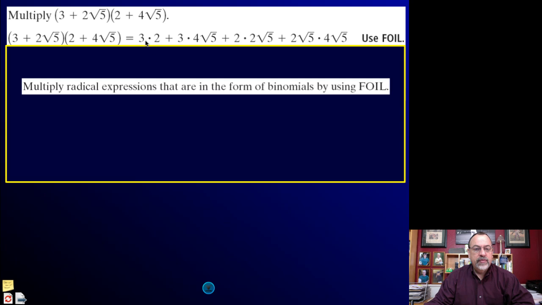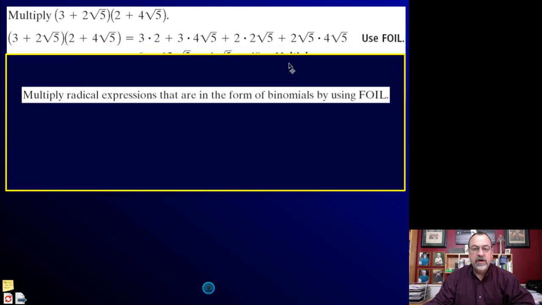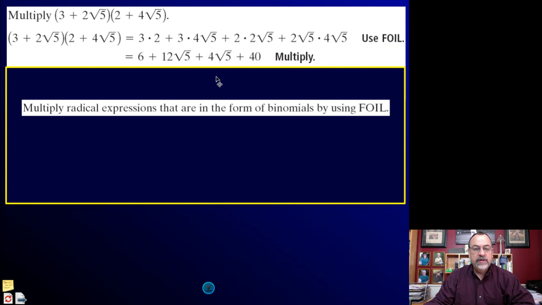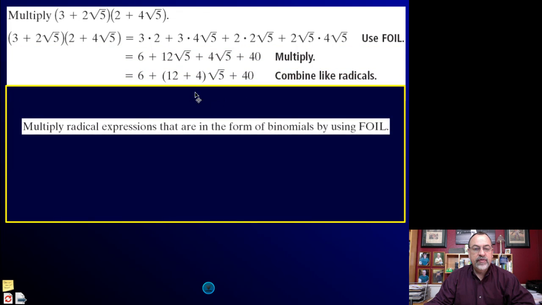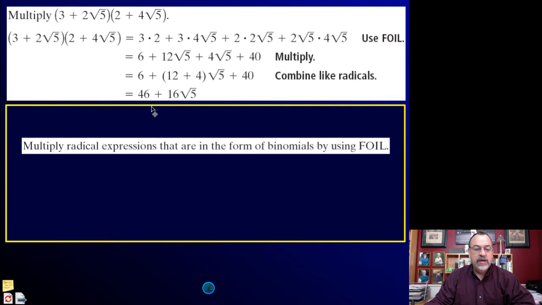So in doing that, we multiply the 3 times the 2 and the 3 times the 4 radical 5, and then the 2 times the 2 radical 5, or the 2 radical 5 times the 2, and then 2 radical 5 times the 4 radical 5. Okay, so we multiply those together, we look for like terms, we add like terms, and we end up with 46 plus 16 square root of 5. So nothing really complicated here, nothing different than what we've done before. We simply have two binomials that need to be multiplied together, so we're going to use the distributive property.